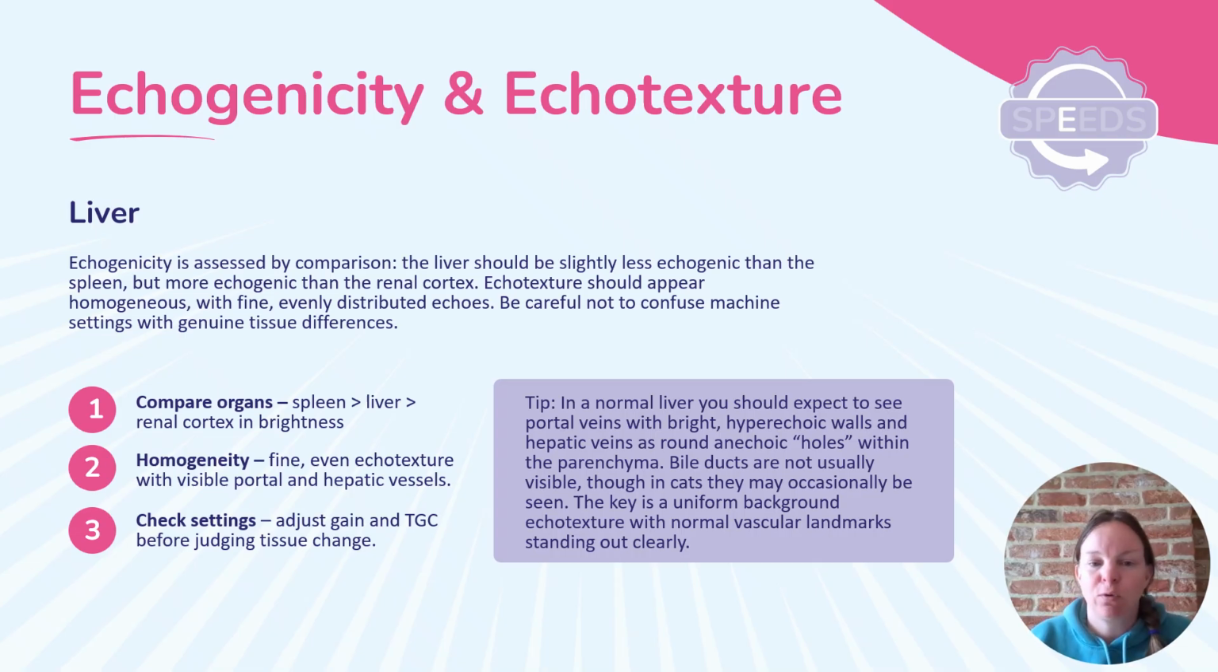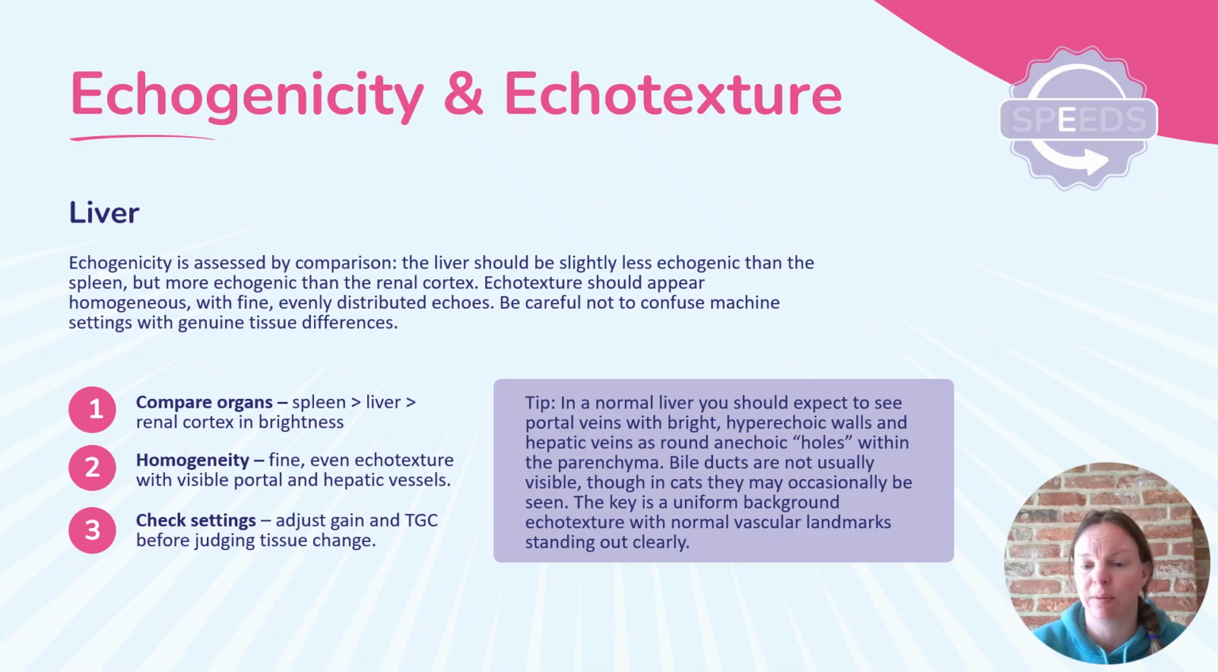So we need to be careful not to confuse machine settings. If you're adjusting your overall gain a lot, then you might confuse differences in organ brightness, whereas it is actually the machine buttons you're changing. You're comparing the organs, so I like the saying, my cat loves sunny places: medulla, cortex, liver, spleen, prostate. That's in the order of going from hypoechoic to hyperechoic. That's the order that they should be.